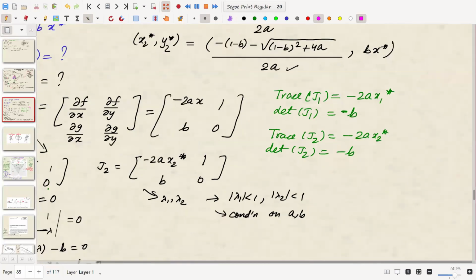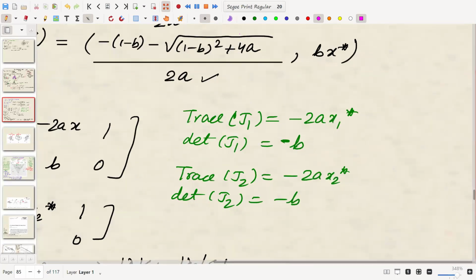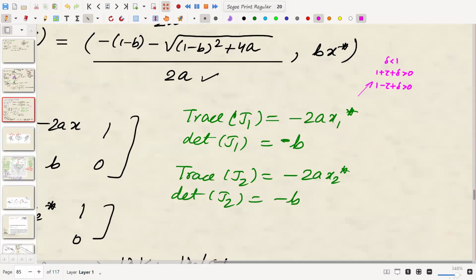Okay. Let us focus on this part very clearly. So for this, let us see what the conditions are. Delta should be less than 1. 1 plus tau plus delta should be greater than 0. 1 minus tau plus delta should be greater than 0, isn't it? What we learned so far. Okay with you? Now just tell me, delta less than 1 means, can you tell me here?